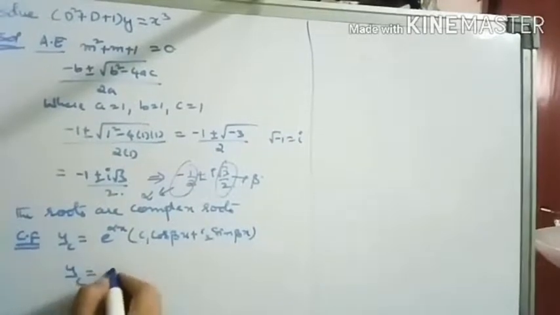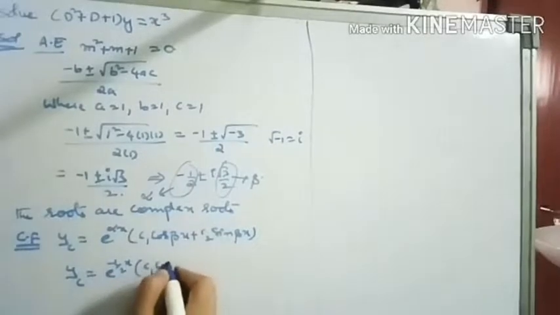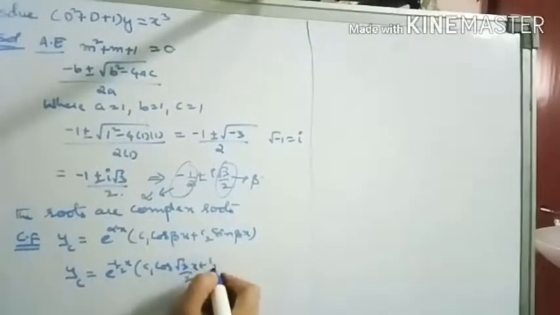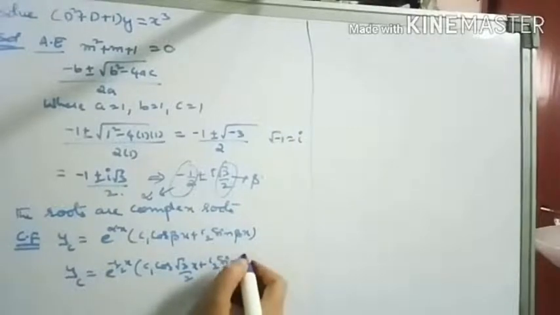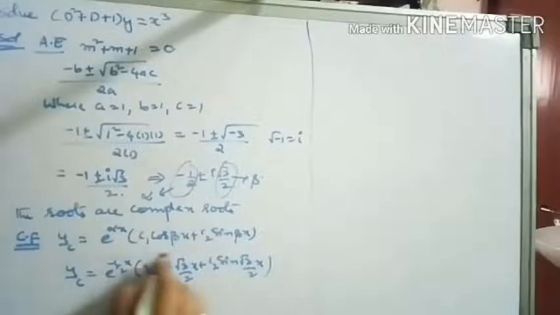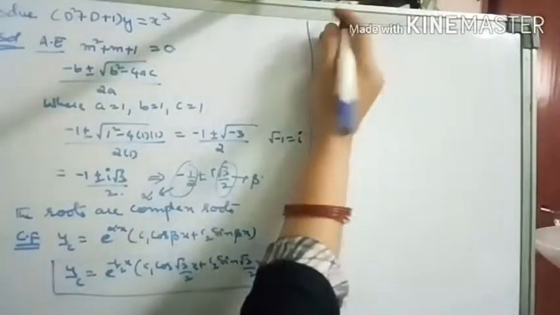Y suffix c is equal to e to the power of minus half x into c1 cos root 3 by 2 x plus c2 sin root 3 by 2 x. This is known as the complementary function. Half of the problem is completed. Now we have to find the PI.